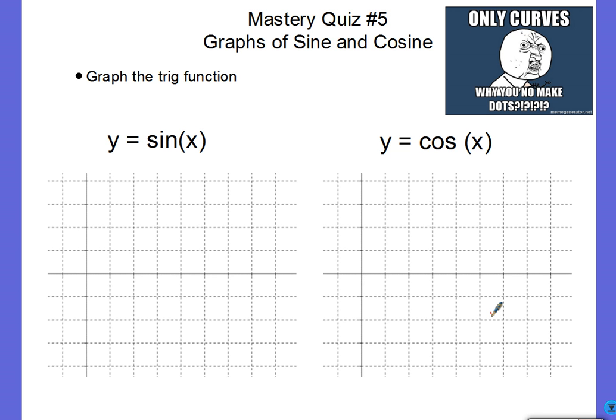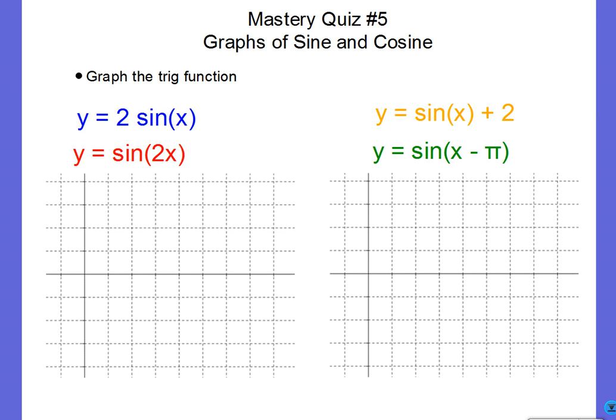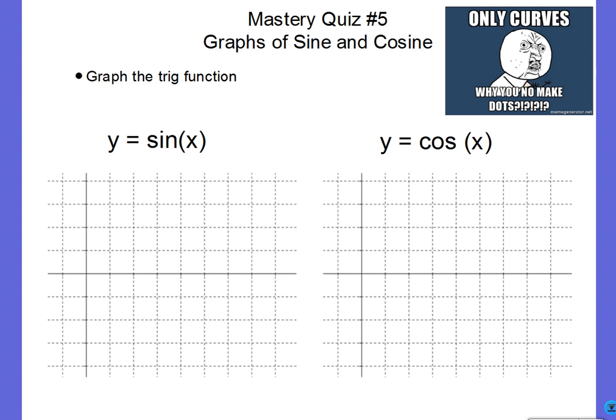Okay, so this mastery quiz has sine and cosine along with some transformations. Most of them are sine, but you do need to know cosine as well. And then there's going to be some transformations that are going to happen to that. So, really quickly, what sine and cosine should look like.